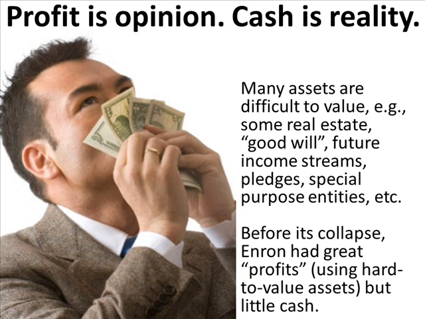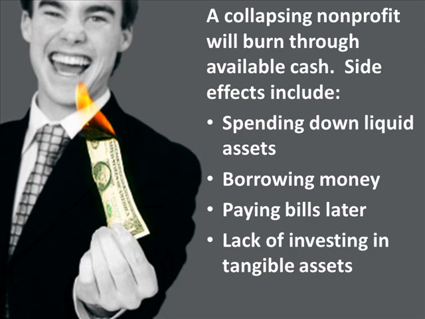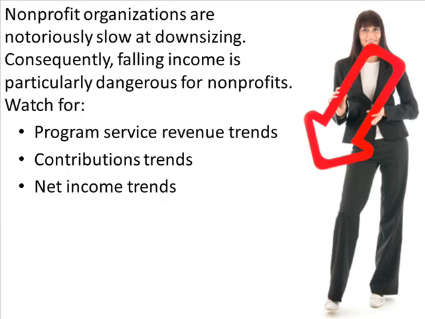For example, some kinds of real estate, goodwill from purchasing an organization, future income streams, charitable pledges, special purpose entities, and the list could go on and on. Before its collapse, Enron had great profits using hard-to-value assets, but they had little cash. A collapsing nonprofit will burn through available cash. Side effects of this will include spending down liquid assets, borrowing money, paying bills later, and a lack of investment in tangible assets. Nonprofit organizations are notoriously slow at downsizing.